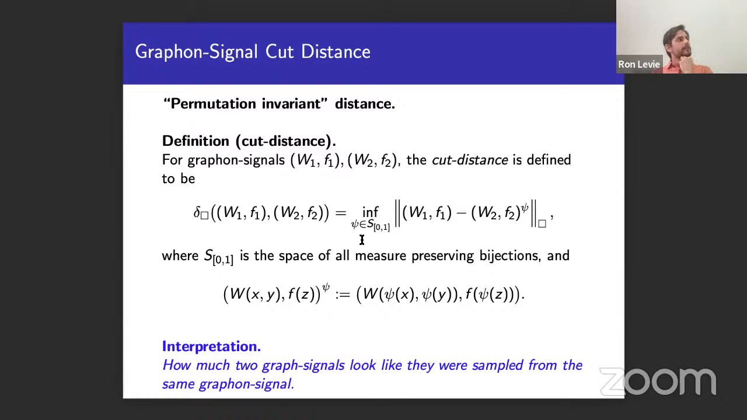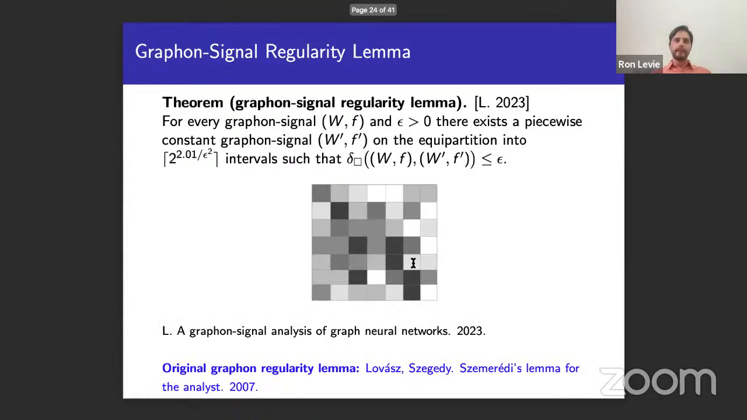Okay, and because we extended this definition from irregularity, it has the same interpretation. The interpretation of the cut distance between two graphon signals is how much the two graphon signals look like they were sampled from the same stochastic block model. Okay, so this is the metric we're interested in.